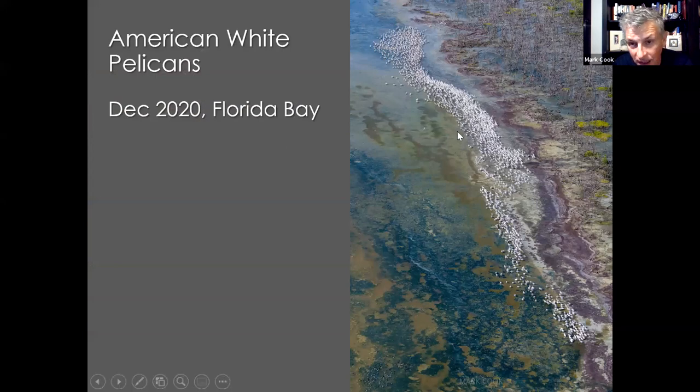Oh, and I said hundreds, but actually thousands, many thousands of American white pelicans. These are all American white pelicans. This is just one flock of many. I estimated between about 13 and 15,000 American white pelicans, which corresponds to about 13 to 15% of the entire North American population hanging out in Florida Bay in 2021. So, huge numbers. And in the freshwater system as well, huge numbers.